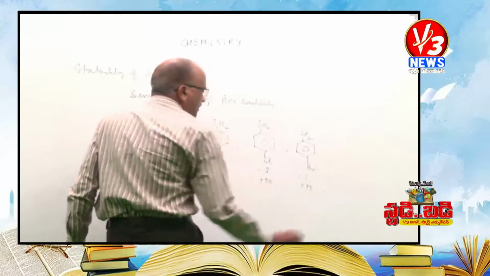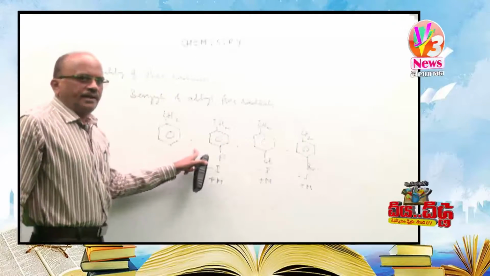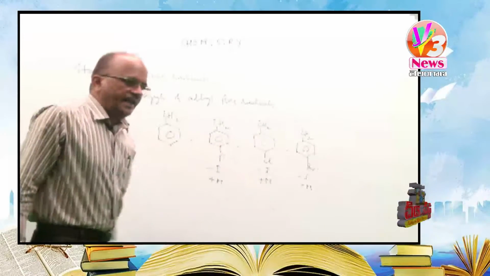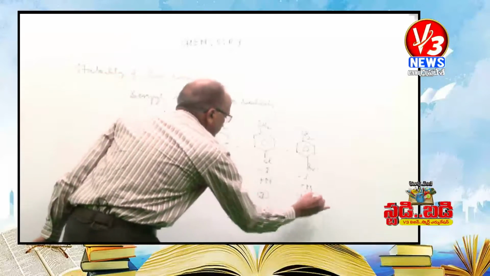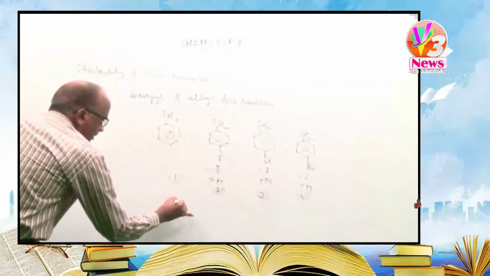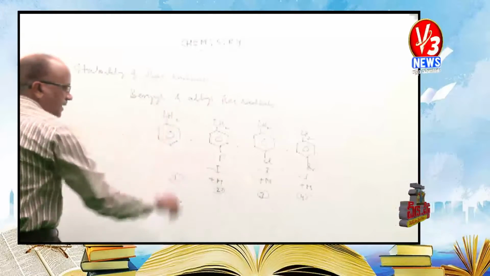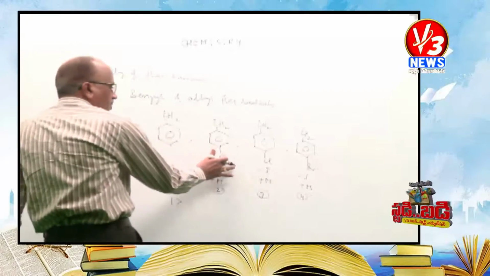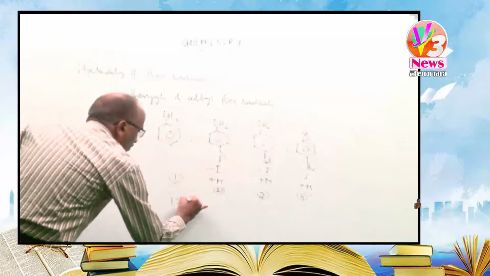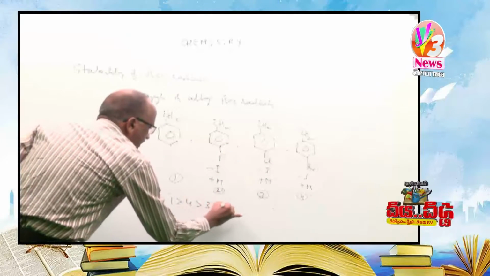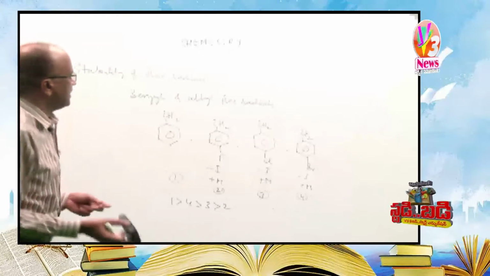Minus I, plus M. So if we go by the minus I effect, consider the stability of these free radicals, let this be 1, 2, 3, 4. Which is more stable? Considering the minus I effect of the halogens, fluorine has more minus I effect than chlorine and bromine. Then 4 is greater than 3, greater than 2. This is the stability order of benzyl free radicals.